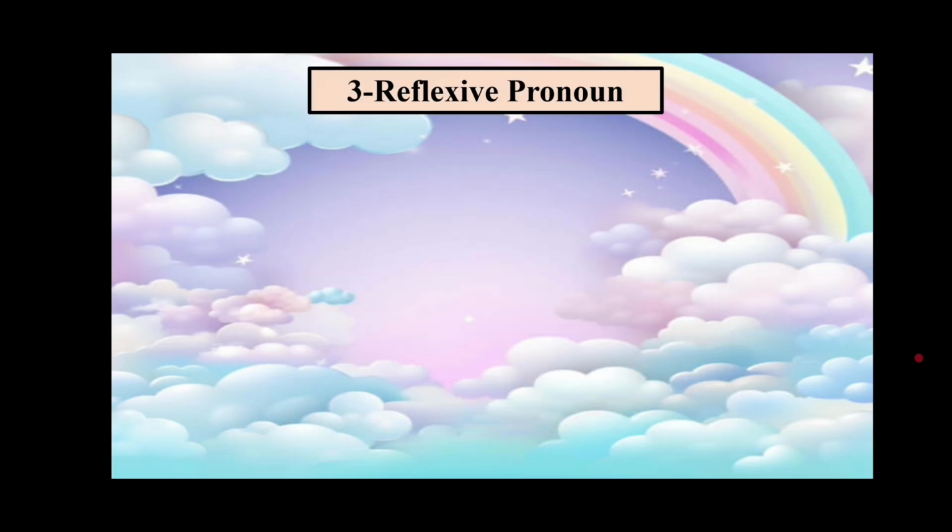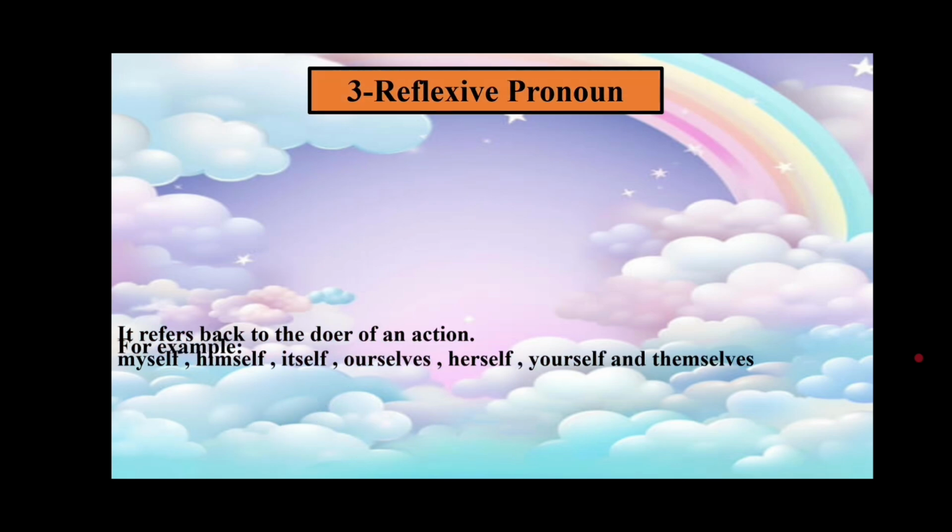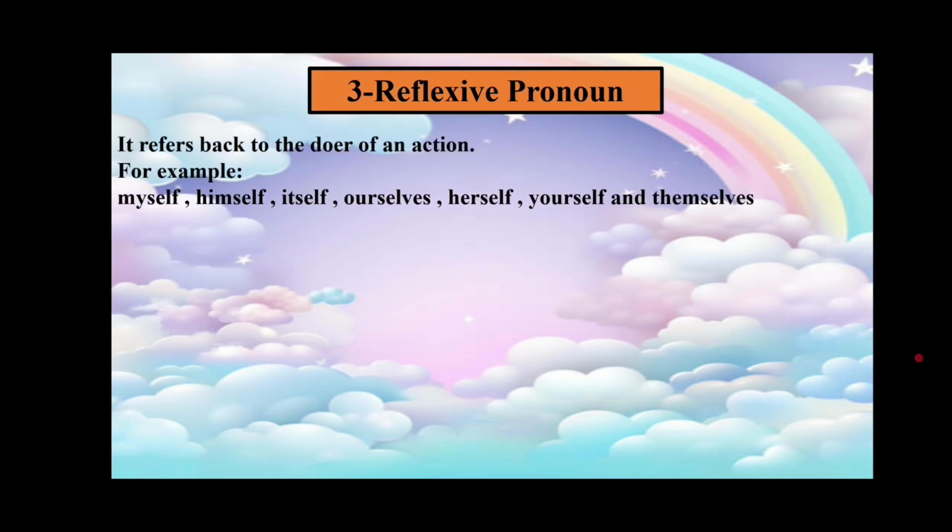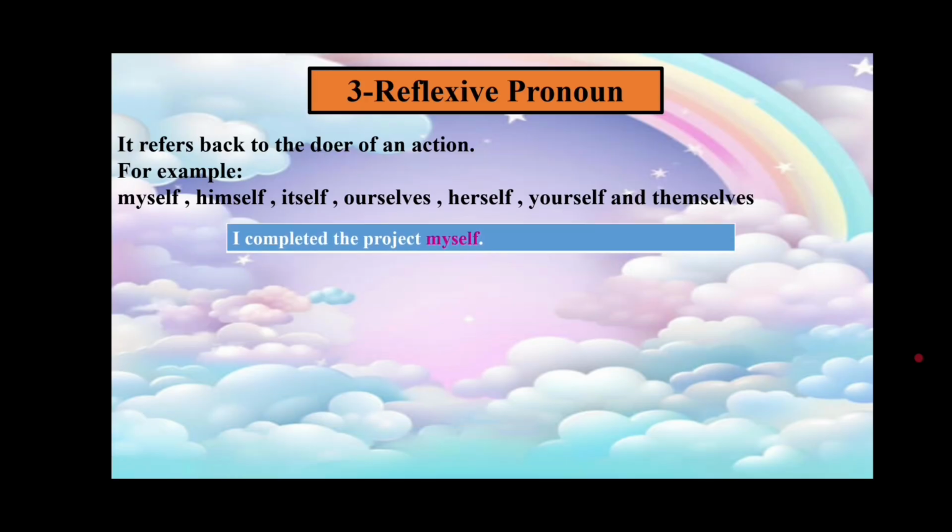Next, number 3, we will learn reflexive pronoun. Reflexive pronoun refers back to the doer of an action. For example, myself, himself, itself, ourselves, herself, yourself, and themselves. Now we will learn through sentences. I completed the project myself. Here myself is a reflexive pronoun. It refers back to the doer of an action, that is I.